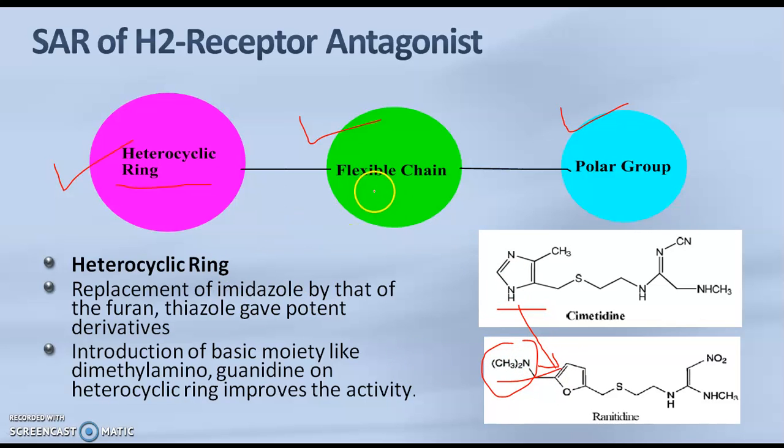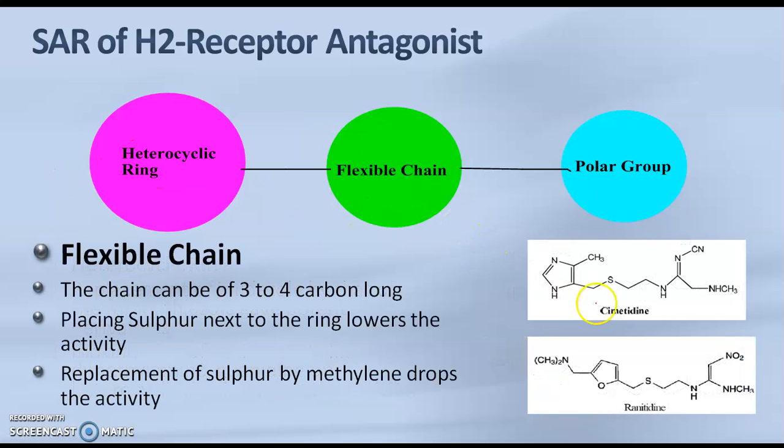Now we'll be discussing the SAR of the flexible side chain. I told you that the common flexible side chain is this methyl, sulfur and ethylene linkage. SAR says the chain can be, you can see, a 1, 2, 3, 4 carbon long chain. So the chain could be 3 to 4 carbons, and it should not be more than that. And in all the structures, the sulfur is not directly attached to the ring. It is 1 carbon away from the ring. So SAR says the sulfur should be 1 carbon away from the heterocyclic ring.